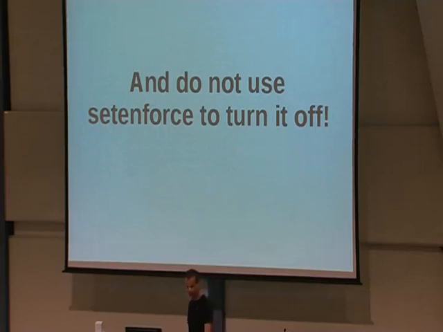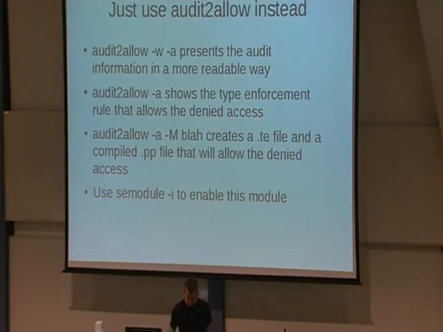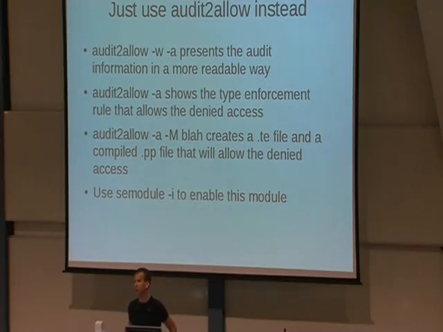And do not use setenforce to turn it off. Setenforce normally is the only command that system administrators know about SELinux. It's what you use to switch SELinux to permissive mode, which means that it doesn't protect your system anymore. I just mentioned, just use audit2allow instead. There's a couple of options that you can use audit2allow with. I'm not going through every single line here in the slide, just wanted you to have the useful commands in the slide.